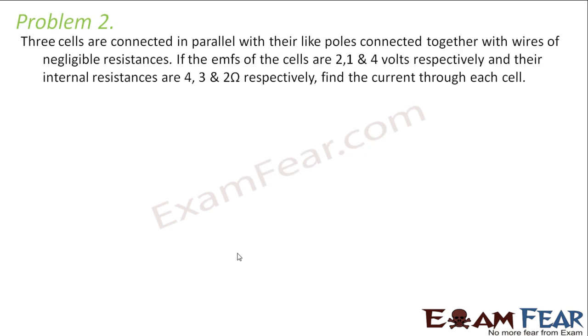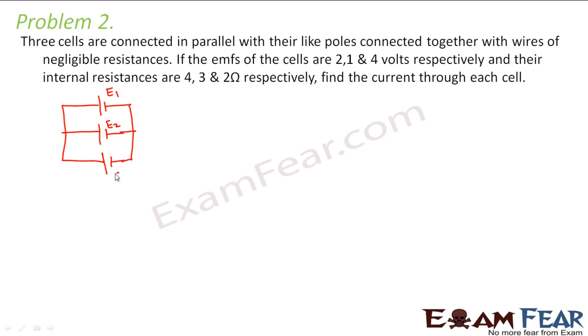Look at the second problem. The problem says that three cells are connected in parallel with their like poles connected together with wires of negligible resistances. That is, you have three cells connected in parallel in this way. Let us call them E1, E2 and E3.